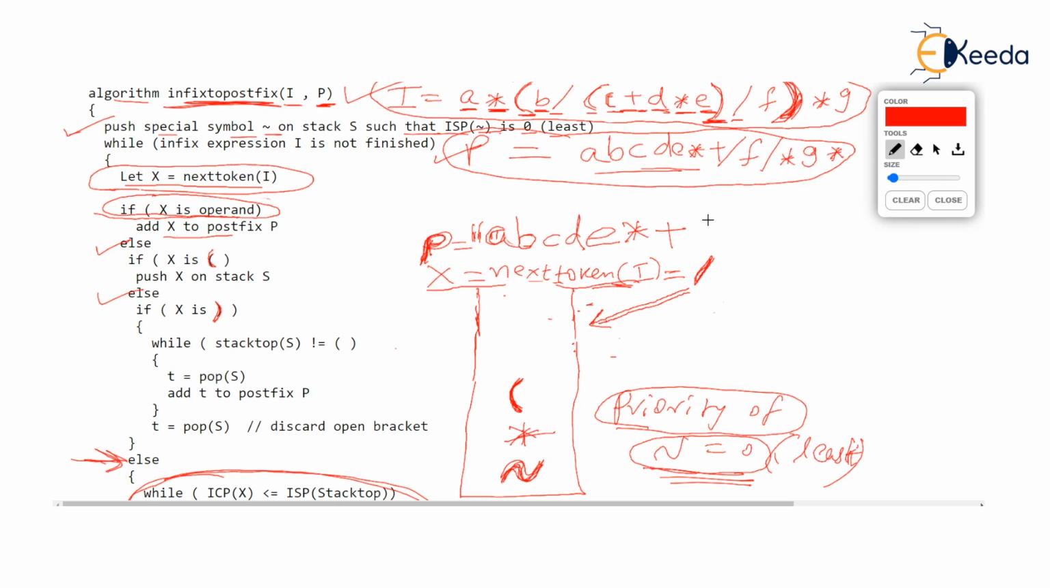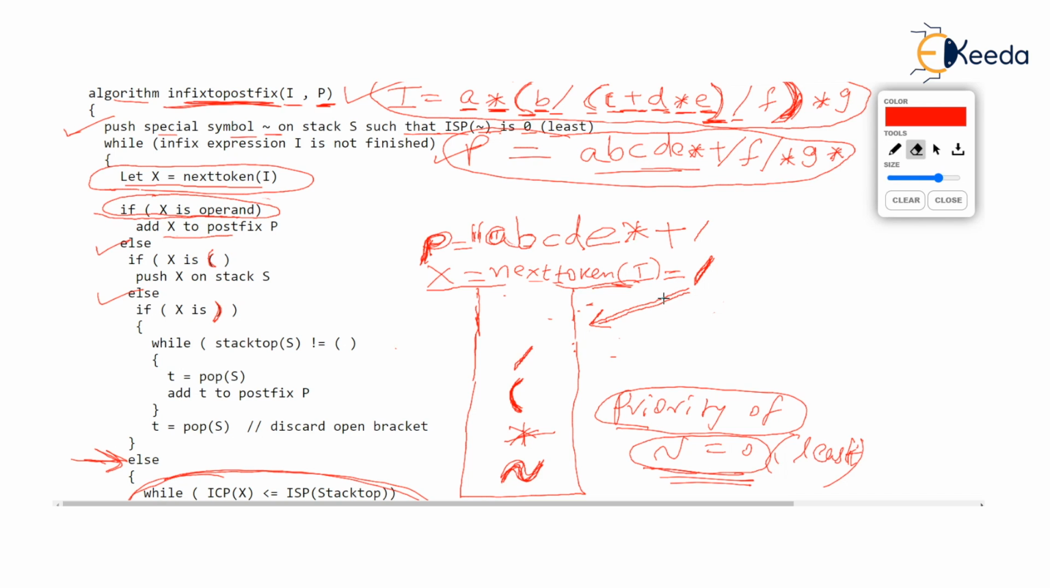Now what? Now slash, the operator is still waiting outside, is checked with the in-stack symbol. In-stack symbol is bracket, and when bracket is in the stack, yes, when bracket is in the stack, it has least priority. So now this incoming operator can go on top of open bracket. I hope you have understood this. I hope you got this.